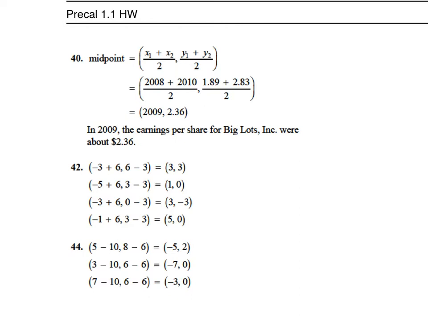And then 42, a shift right 6 and down 3 would result in 3, 3, 1, 0, 3, -3, and 5, 0. And a shift left 10 and down 6 results in -5, 2, -7, 0, and -3, 0.